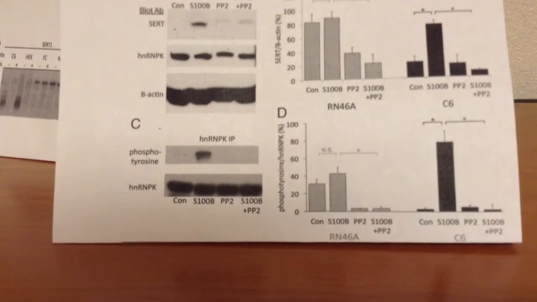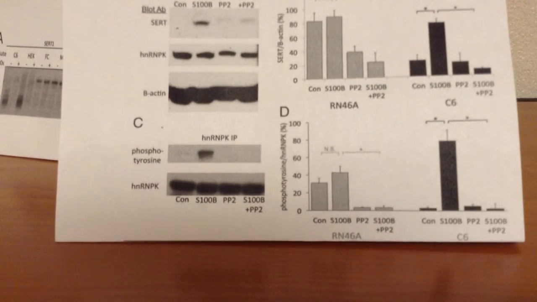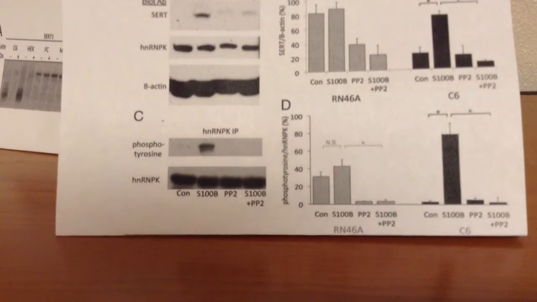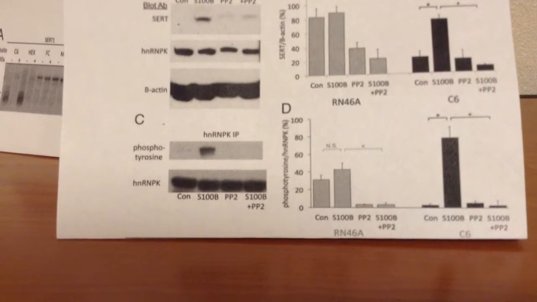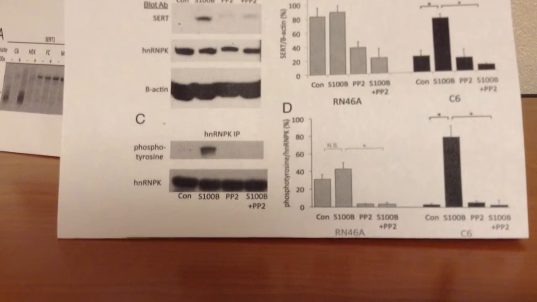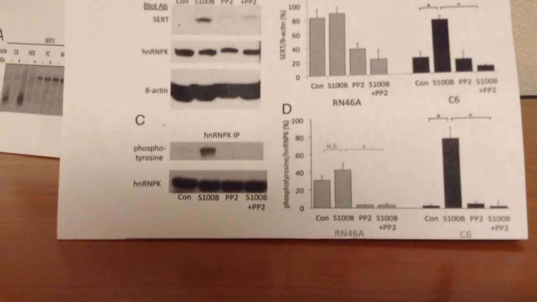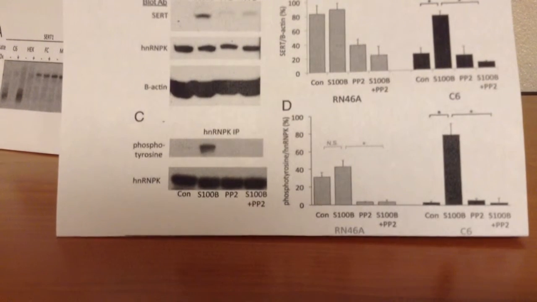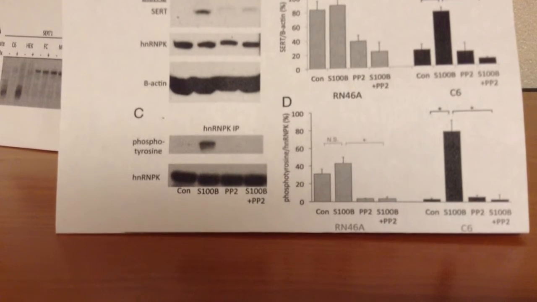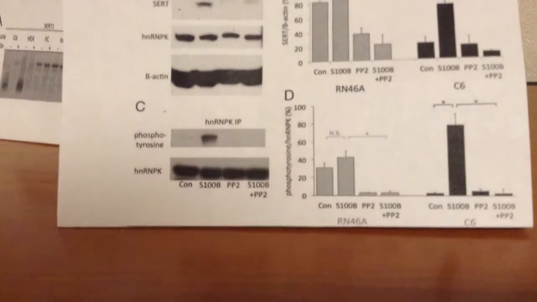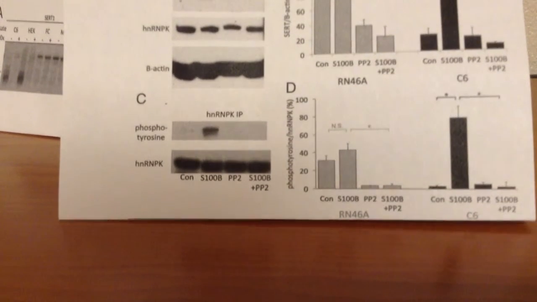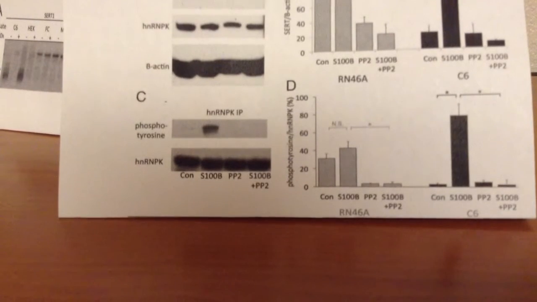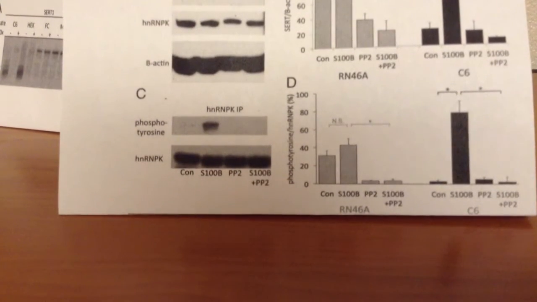this is for Src. This immunoblotting is showing that only in cells treated with S100B is Src expressed, and when we have treatment with this kinase inhibitor, Src is decreased. This protein quantification is showing the amount of Src in different situations, and we can see, as we saw in C, only cells treated with S100B express this kinase.